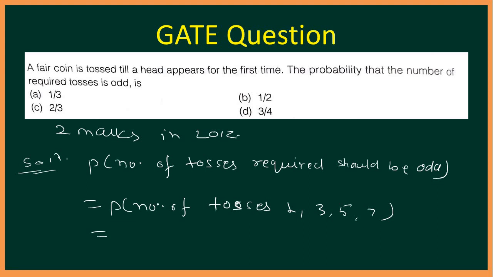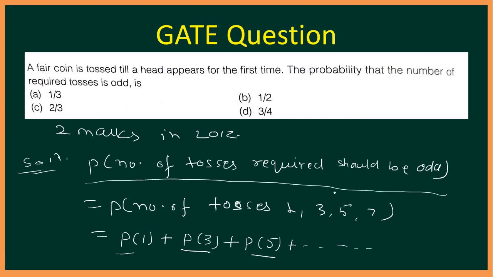Whenever I am telling or, means we have to add the probabilities. So we can write it like probability of getting head in the first attempt, or probability of getting head in the third attempt, or probability of getting head in the fifth attempt. So we have to calculate each probability, and then we will add all the probabilities, then we will get the final probability. So let's find out P1. P1 means we will get head in the first toss.